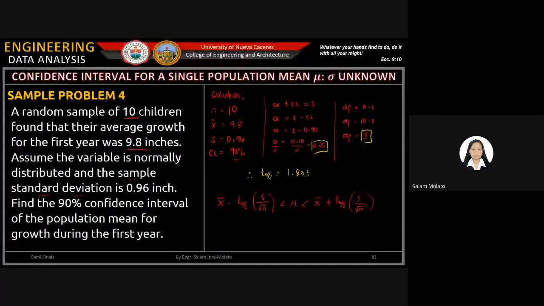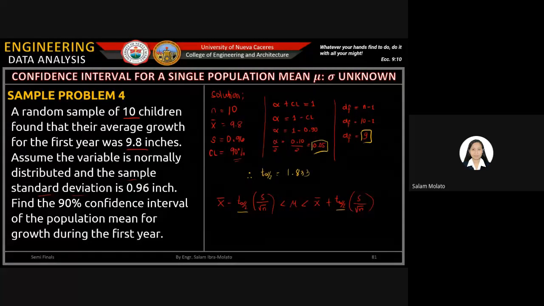Okay. So again, nakuha na natin yung goal natin. We already have this. Kompleto na. We have the bar X, we have S, we have N. So we can now solve. So yan lang naman yung purpose. Etong step na to para makuha natin yung T alpha over 2.